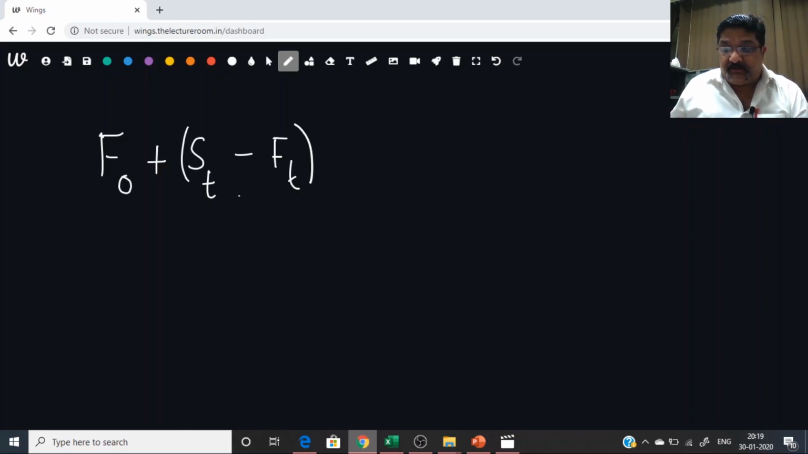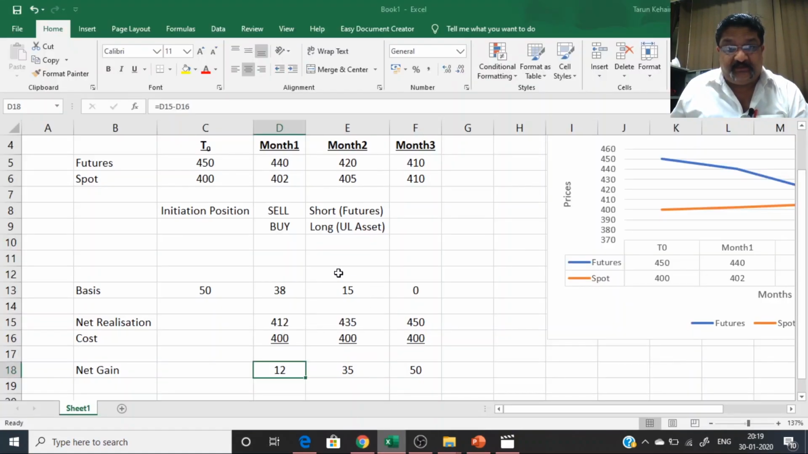So now what happened in case of the first month? In the first month, the difference between the spot and the futures was 38 (402 minus 40), which means you are actually subtracting 38 from your initial locking price. If you look at month 2, spot minus futures is 15, so you are actually subtracting 15 from your initial futures price.